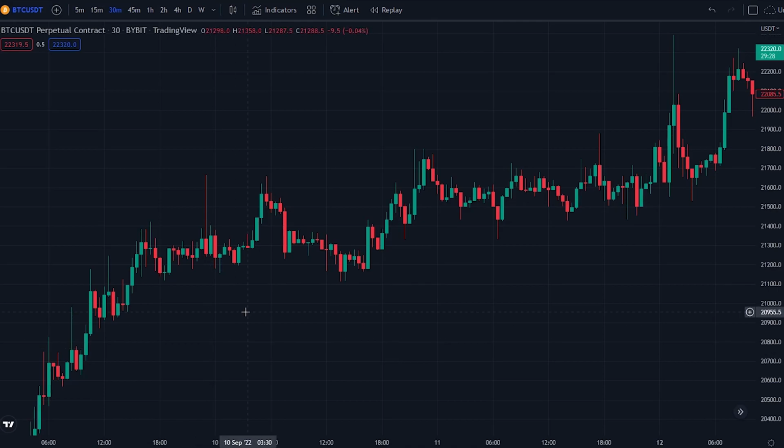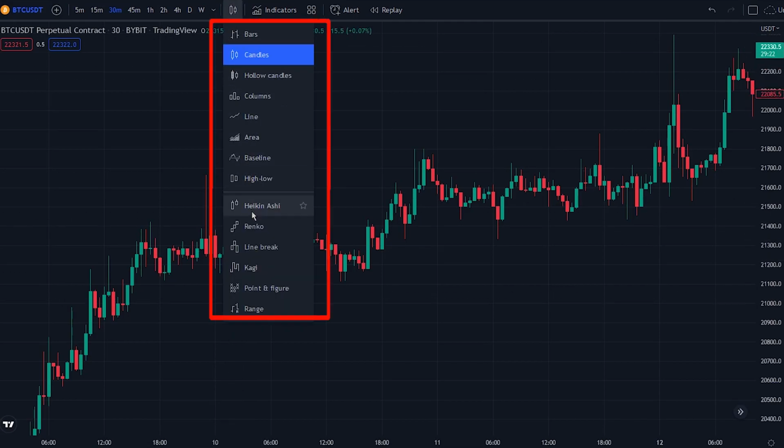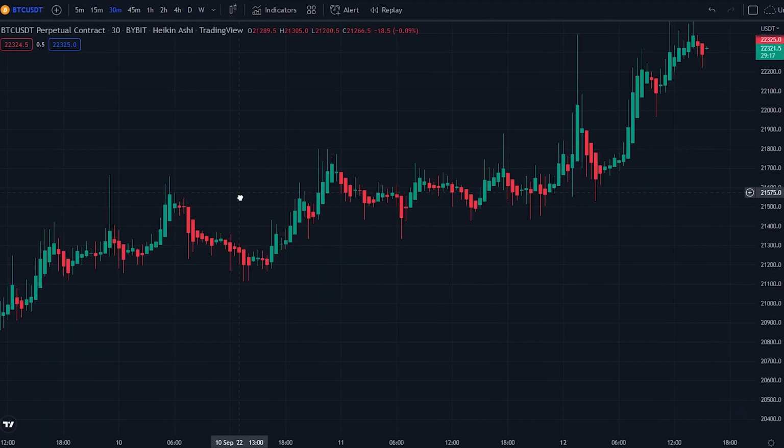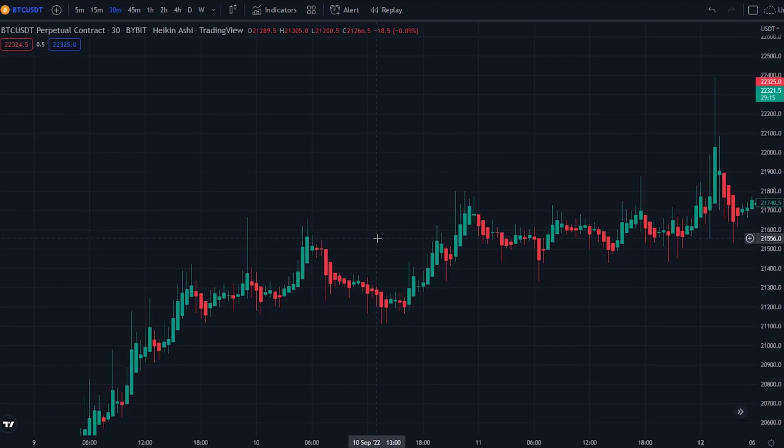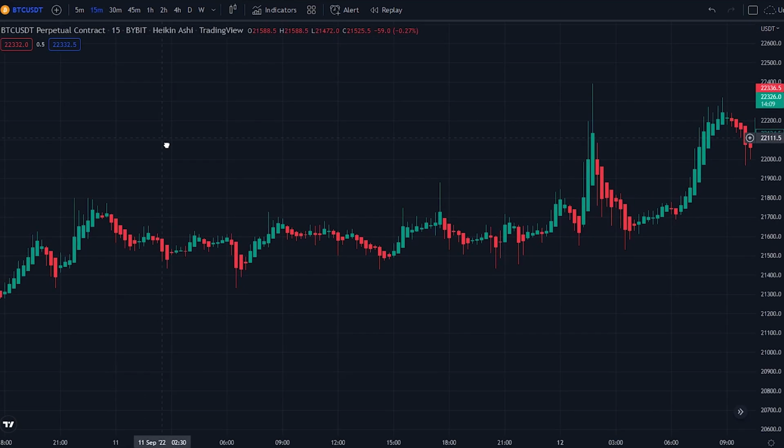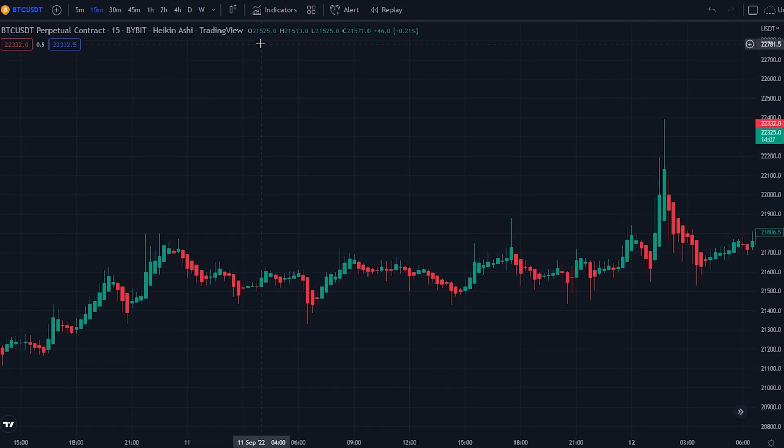Now that you have chosen the asset you will be using to trade, go to the candlestick selector and change the candlesticks to the Heiken Ashi candlesticks. Now we will need to be changing the time frame. Since this is a 15-minute scalping strategy, change the time frame to the 15-minute time frame. That was all that you needed to do to configure the chart.